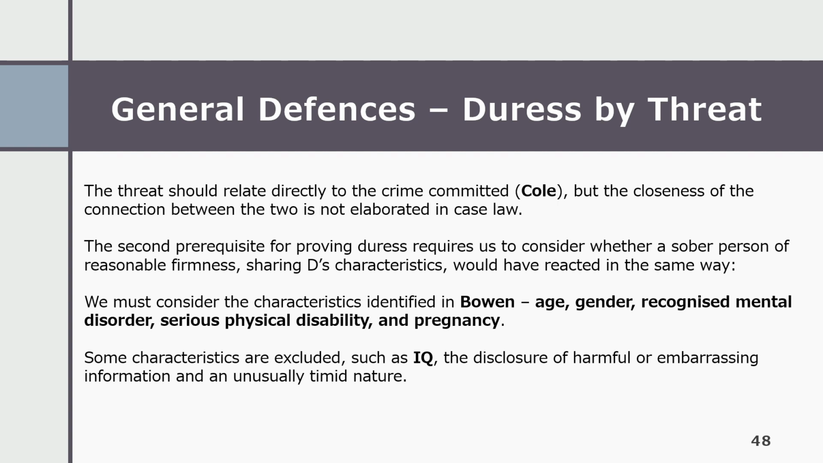The second prerequisite for proving duress requires us to consider whether a sober person of reasonable firmness, sharing these characteristics, would have reacted in the same way. We must consider the characteristics identified in Bowen: age, gender, recognized mental disorder, serious physical disability, and pregnancy. Some characteristics are excluded, however, such as IQ, the disclosure of harmful or embarrassing information, and an unusually timid nature.